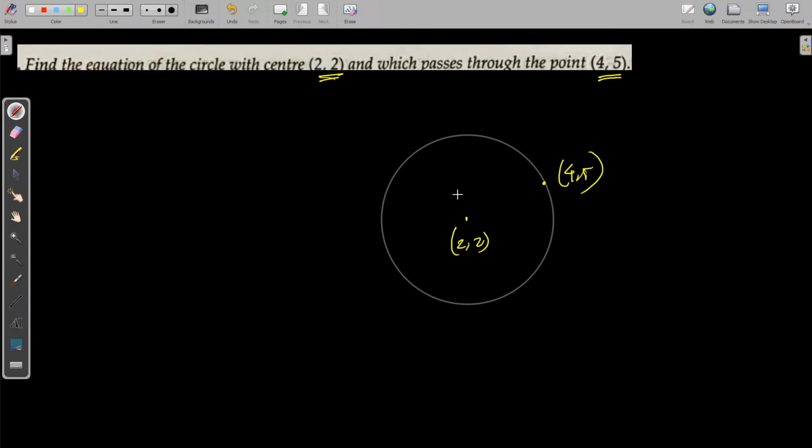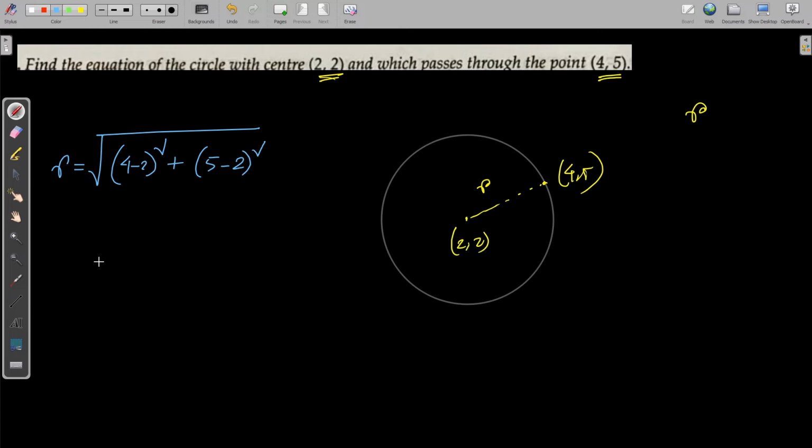Now obviously we're going to use the central form to write the equation, but in both the standard and central forms we need the value of the radius. Now see, if I join this line, this is what? This is the radius of the circle, so we can easily find the radius using the distance formula. So what will be the radius of the circle? (4 minus 2) whole square plus (5 minus 2) whole square, so it will be 2 square plus 3 square is 4 plus 9. So radius is under root 13. So we got the value of radius.